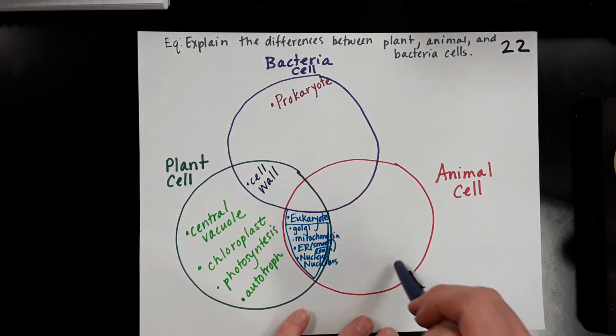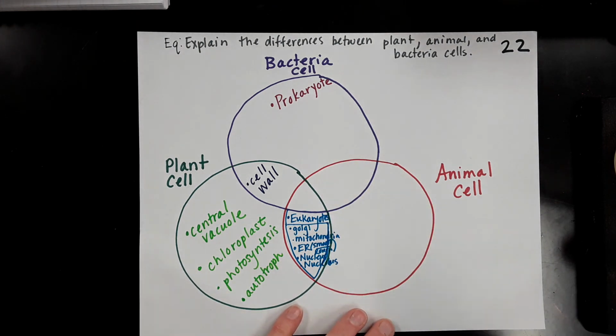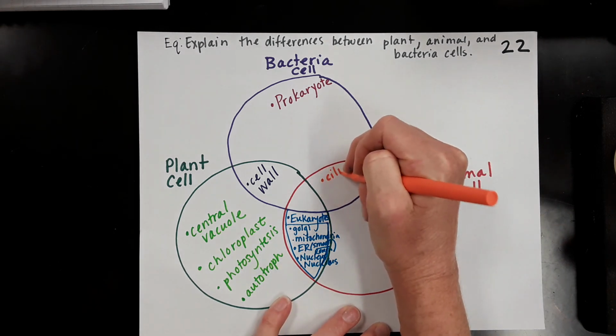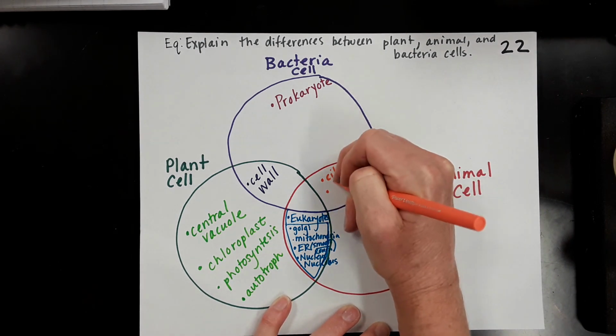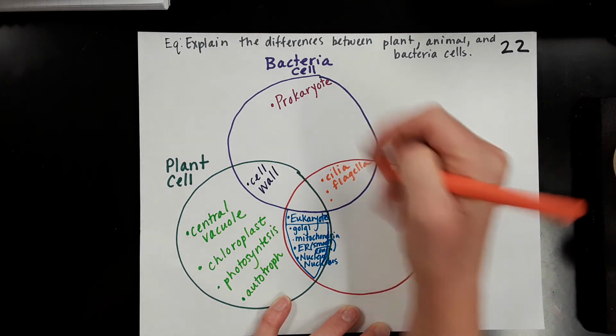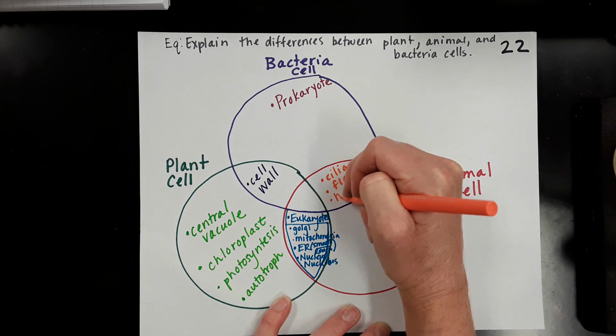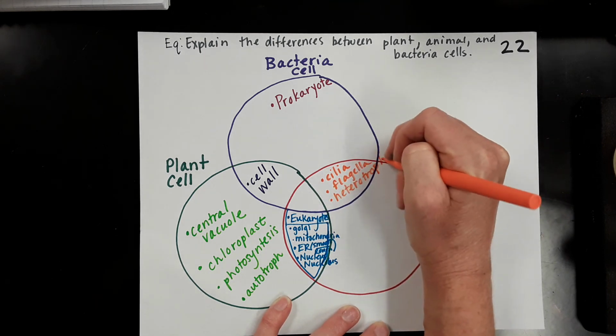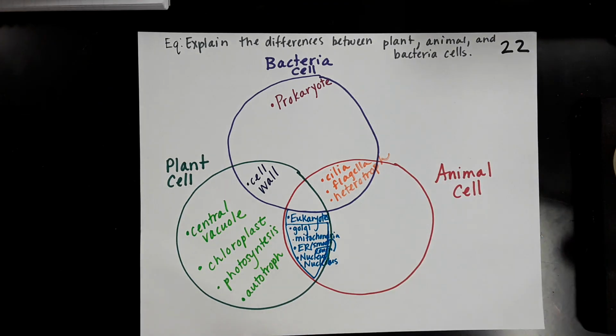Animal cells and bacteria cells have in common that they both could have cilia. They both could have flagella. And these kinds of cells aren't going to make their own energy. They are going to be heterotrophs. That means they have to get their food from something else. So bacteria get their food from outside their environment, and so do animal cells.